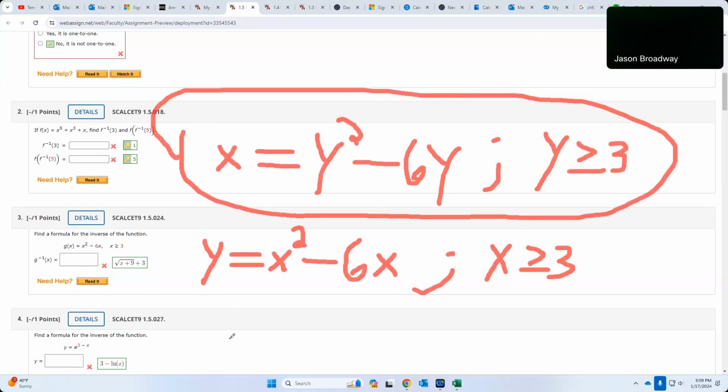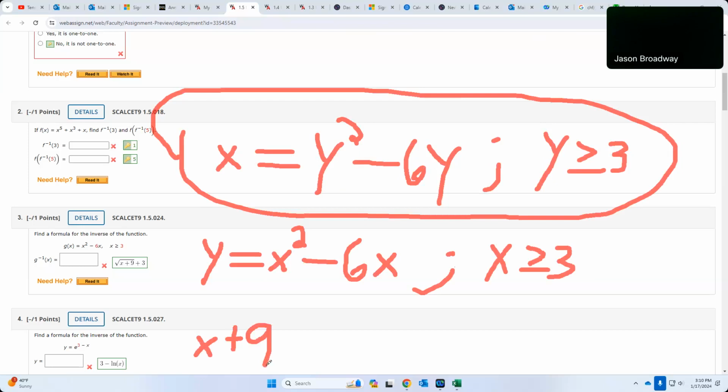Okay. Well, we got to solve for this guy, right? So how do we do that? Well, we have to complete the square. For y squared minus 6y, we need to add 9 to that to make it a perfect square. So let me add 9 to both sides.